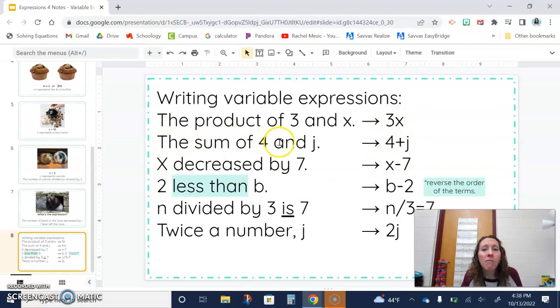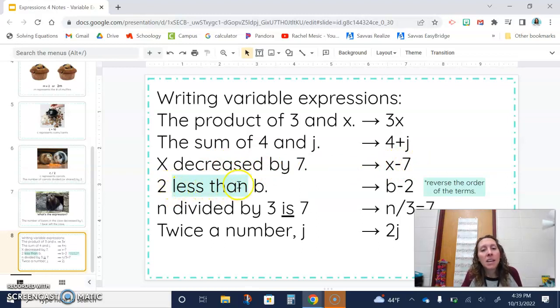The sum of 4 and j. Sum means you add. And we always want to keep the order of the numbers or the letters. So 4 is going to come first and then the j. So 4 plus j. X decreased by 7. Decrease would mean minus. So x minus 7.